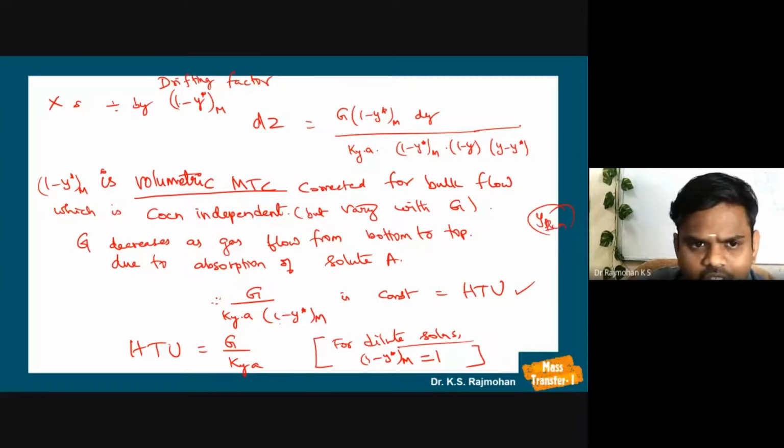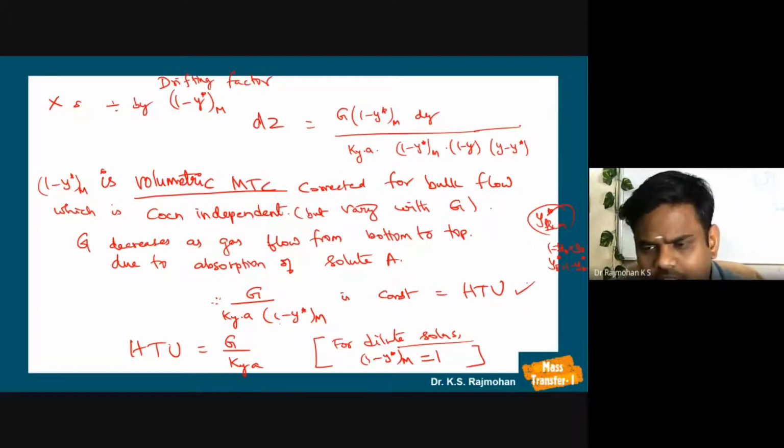Okay, don't wonder what this 1 minus y star logarithmic mean is. It is yB star logarithmic mean, because yA plus yB equals 1 for a binary mixture. So yB equals 1 minus yA. For equilibrium, yB star equals 1 minus yA star. So this drifting factor is yB logarithmic mean actually.